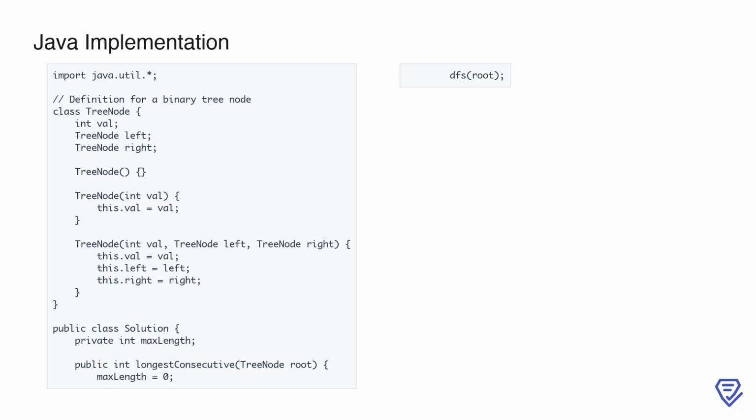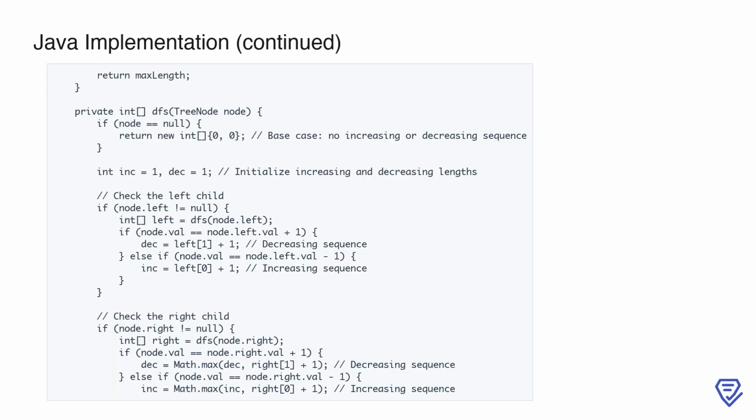Next, we define the Solution class, which will contain the main logic for solving the problem. Inside the Solution class, we declare a private integer variable maxLength to keep track of the maximum length of the longest consecutive sequence. Then we define the method longestConsecutive, which takes the root of the binary tree as input. In this method, we initialize maxLength to 0 and call a helper method named DFS to traverse the tree and compute the result. The longestConsecutive method concludes by returning the maxLength variable, which contains the final result.